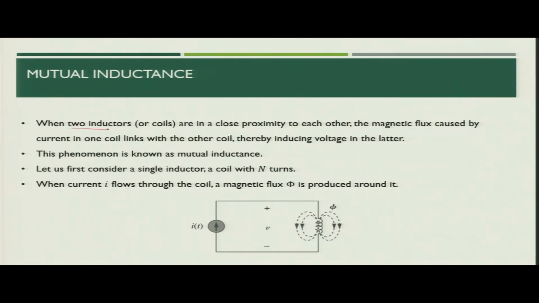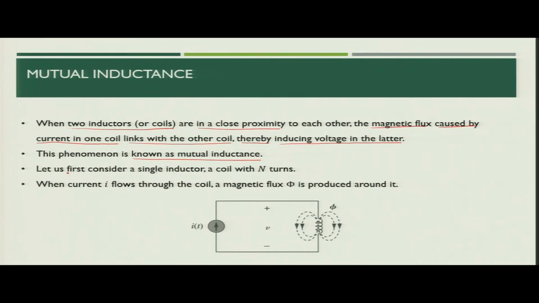When two conductors, or you can say two coils, are in close proximity to each other, the magnetic flux caused by the current in one coil links with the other coil, and thereby it induces a voltage in the second coil. This particular phenomenon is known as mutual inductance.